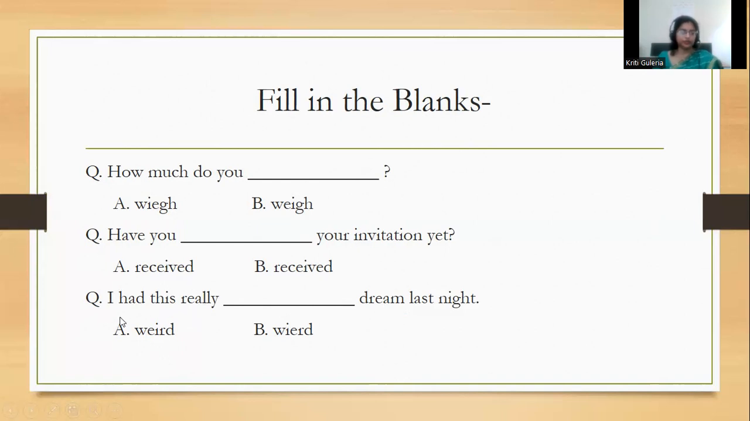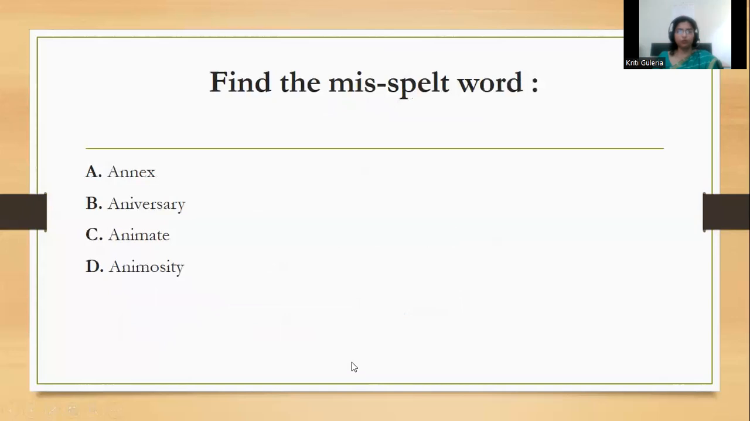Similarly, the third question says, I had this really dash dream last night. Weird. Now, which weird? WEIRED or WIERD? It will be WEIRED because EI is always there whenever EI comes together. So I had this really weird dream last night. A. Moving on to the next question.